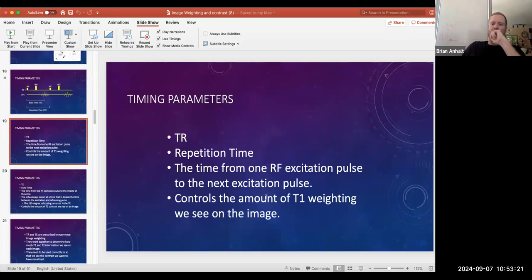This controls the amount of T1 weighting we see on an image. We've already memorized this, but we're going to talk about why. Remember, T1 once again is the longitudinal recovery time. So if we're going to get T1 weighting, we're going to exploit the differences of longitudinal recovery times between different tissues.